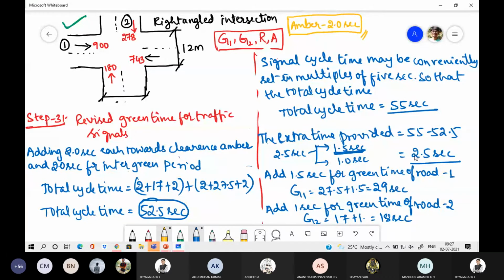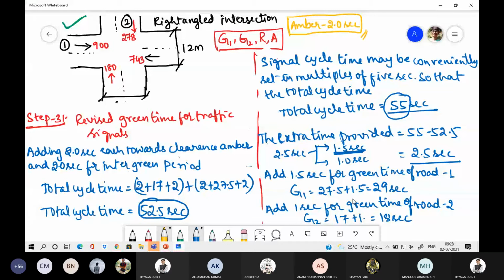Yes, sir. Why have we taken that? Because here it should be a multiple of 5. It should be a whole number with multiples of 5. So we are rounding to 55 seconds. So the extra time, whatever we are going to get, will be apportioned between the green time of road 1 and green time of road 2. This completes step 3.